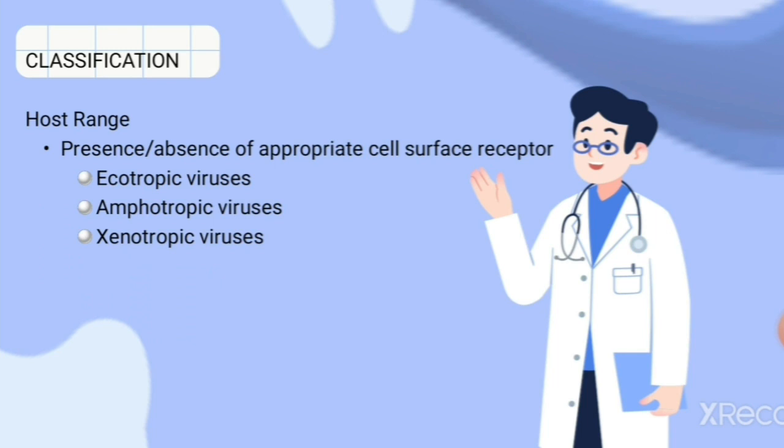Then the next one is amphotropic viruses. They exhibit a broad host range. And lastly, the xenotropic viruses. They replicate in some heterologous or foreign cells but not in cells of the natural host. So many endogenous viruses are classified under xenotropic viruses.